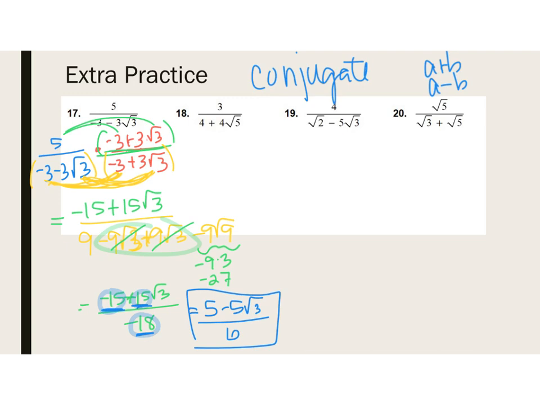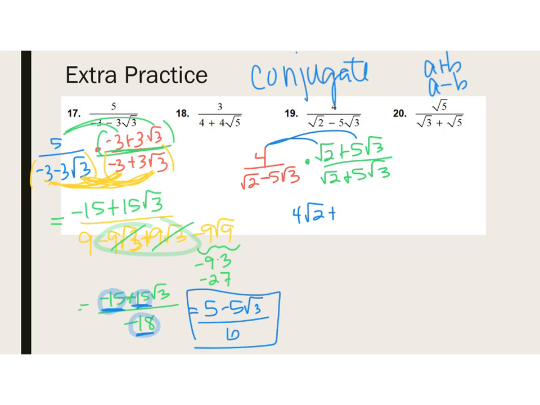All right, for room's sake, we're going to do number 19. So I'm going to rewrite the original, and then we're going to multiply it by its conjugate of the denominator, which is going to be the square root of 2 plus 5 square root of 3. On the top you're going to distribute, which is going to give you 4 square root of 2 plus 20 square root of 3.